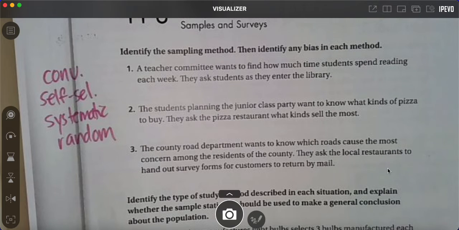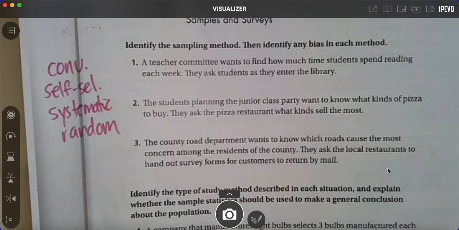Systematic is like every 7th person in the phone book. I went to every 5th house. I stood outside and asked every other kid who walked by. Like you had a system in place. This one's convenience. I showed up at one spot, and whoever came in, that's who I asked.